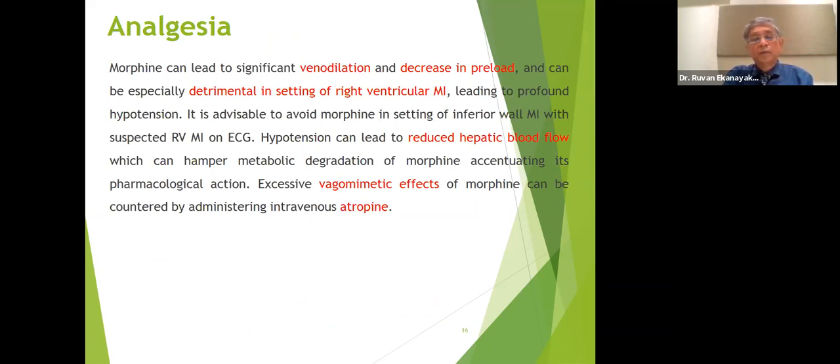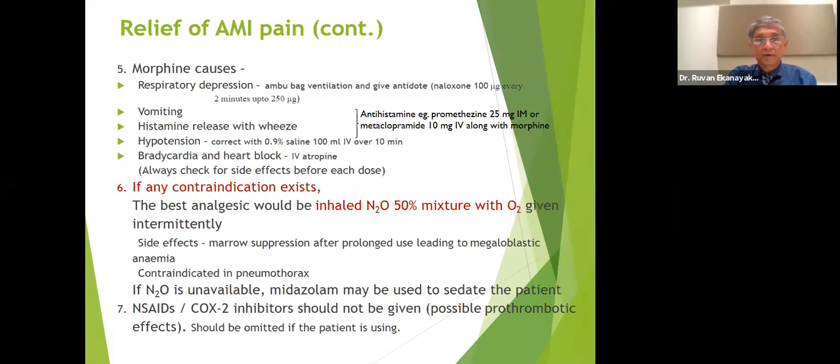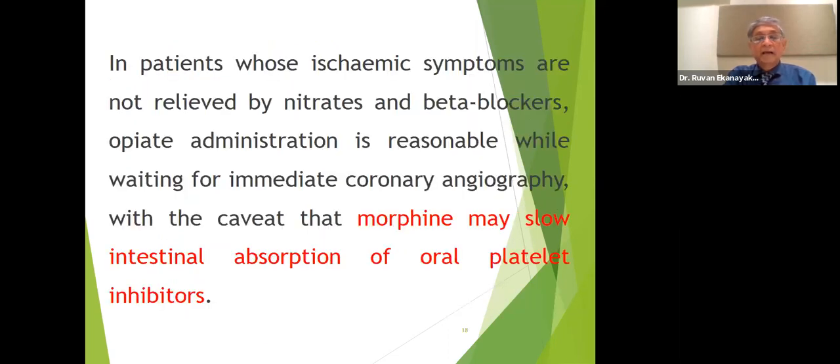And in right ventricular myocardial infarction, morphine administration may lead to a cardiogenic shock syndrome, and therefore it should be used with caution. If morphine cannot be given, the best analgesic is nitrous oxide mixture, 50% oxygen with 50% nitrous oxide. The NSAIDs and COX-2 inhibitors, as you know, should not ever be given. Now, we have a problem with morphine.